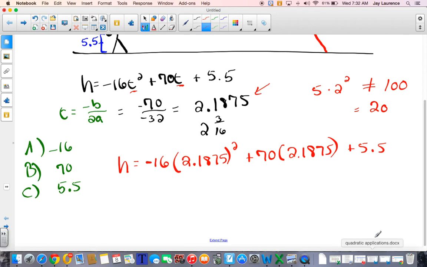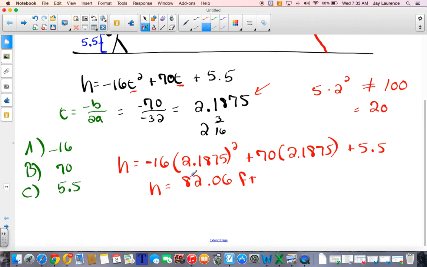All right, and I'm going to get a height of about 82 6/100 feet. Now that's rounded. It was 0.0625, but that's pretty darn close. All right, so that's the answer to part A. The ball will go 82 6/100 feet high.